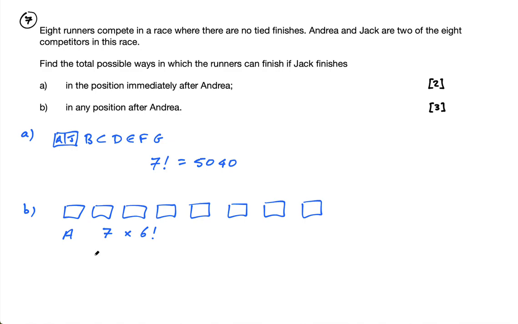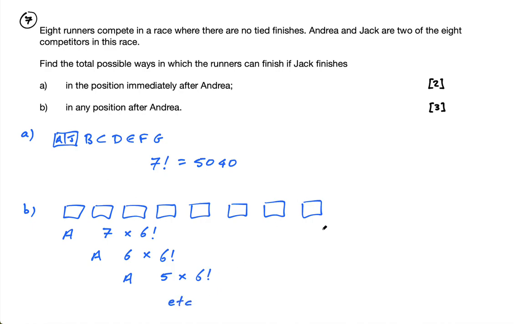Similarly, if Andrea comes second, let's say he goes here, then now Jack has 1, 2, 3, 4, 5, 6 places that he can go. So it's 6 places. And again, we still have these 6 other runners, and they can go in 6 factorial different ways. So for example, imagine Andrea's here and Jack's here. Well, there's still 1, 2, 3, 4, 5, 6 different places and 6 different people. So it has to be 6 factorial. And then we kind of keep going on. If Andrea goes here, now there's 1, 2, 3, 4, 5 different places. So that's 5 times 6 factorial. And then it's just etc.